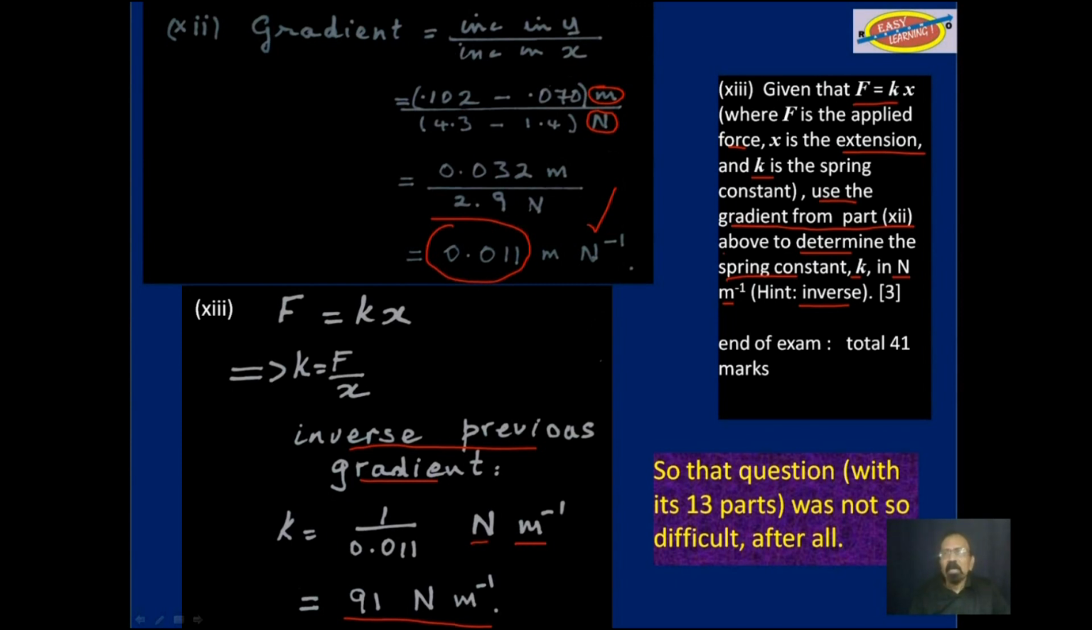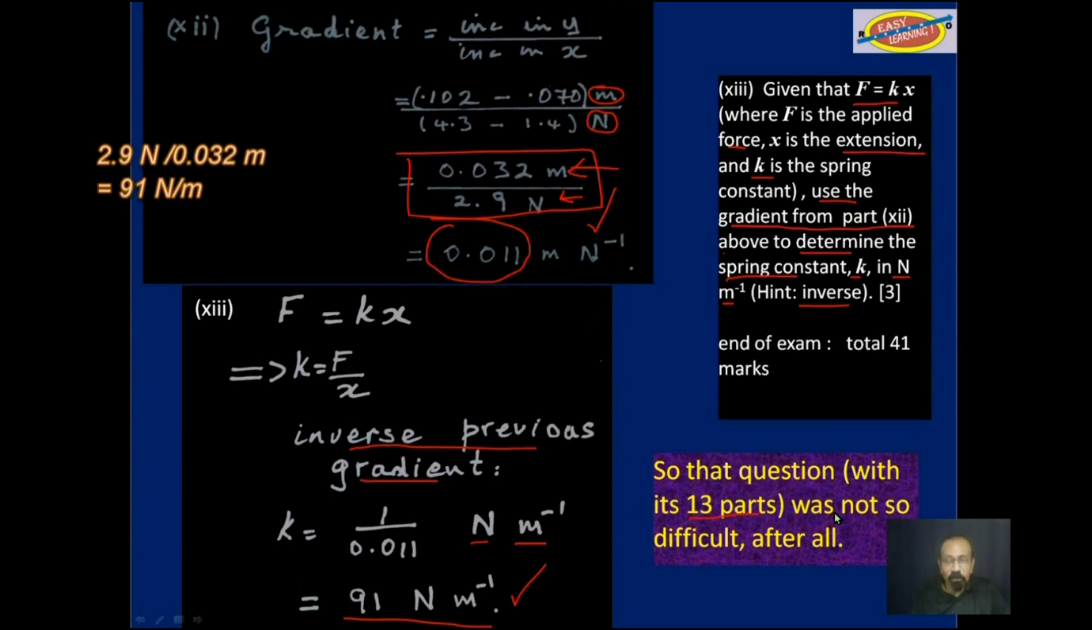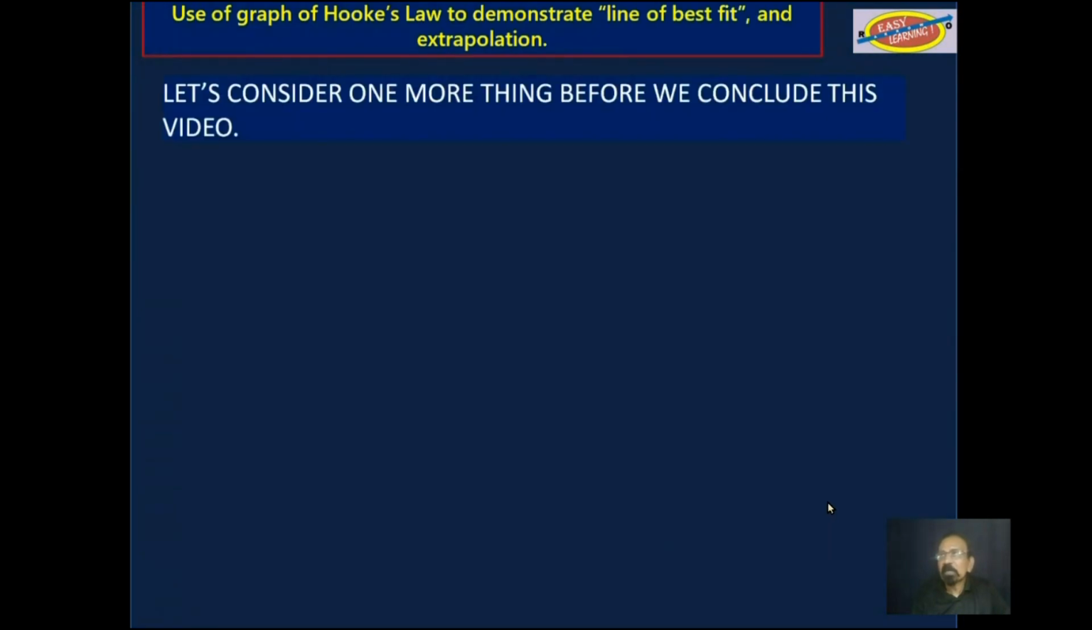Now, if you want to verify that, you could just do this, but put this part here below and this part here at the top, and you will get back the same answer. And that is question 2 with 13 parts that the Form 3 students were supposed to do. It's not so difficult after all. Now let's consider one more thing before we conclude with this video.